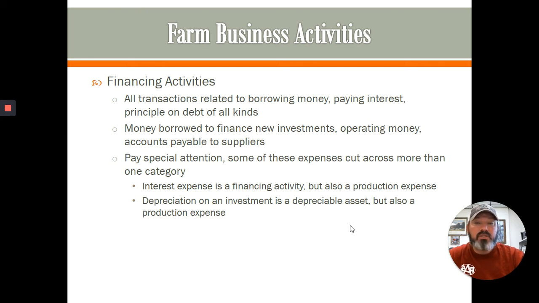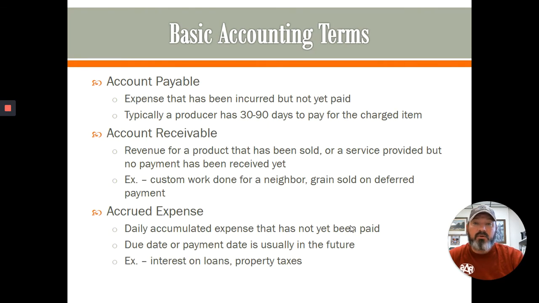So pay special attention because some of these expenses cut across more than one category in your accounting system. Interest expense is a financing activity, but also a production expense, and you need to know how to break those things out and where to expense it. Depreciation on an investment is a depreciable asset, but also a production expense. So you have to know in your accounting system, how does that work?